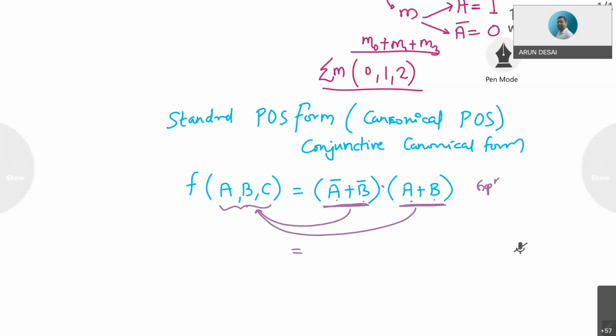In that case, if those variables are not present, then what we need to do is add the variable which is not present in that term. So the product of the variable and its complement we need to add. That means C and C complement is 0. If you add anything to 0, does its value change? No, right? For that reason we need to add the variable.